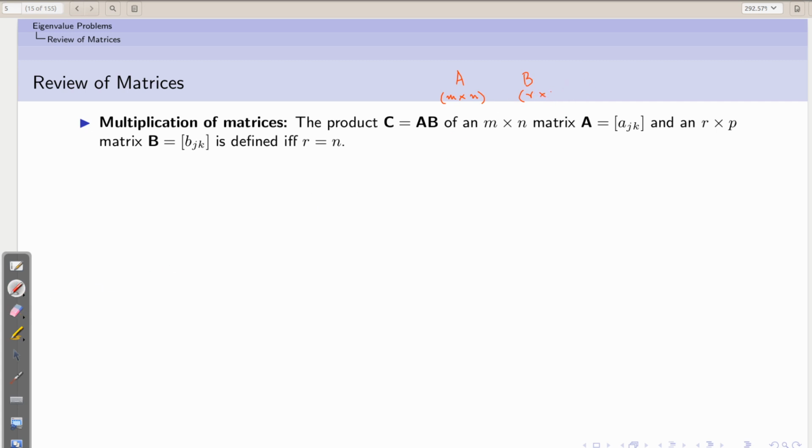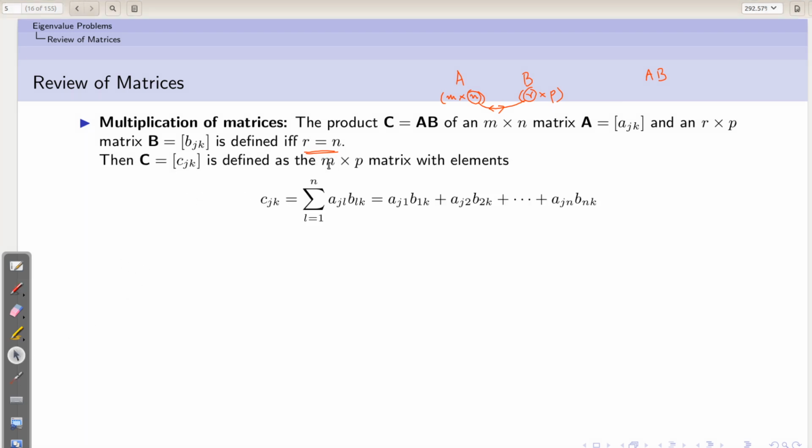An R cross P matrix. Then if I want to take the product of these two, that is, if I want to find out AB, the product of these two, it's possible to multiply these two matrices only if the number of columns in the first matrix and the number of rows in the second matrix are the same. Only if these two are the same can we find the product of these two matrices.